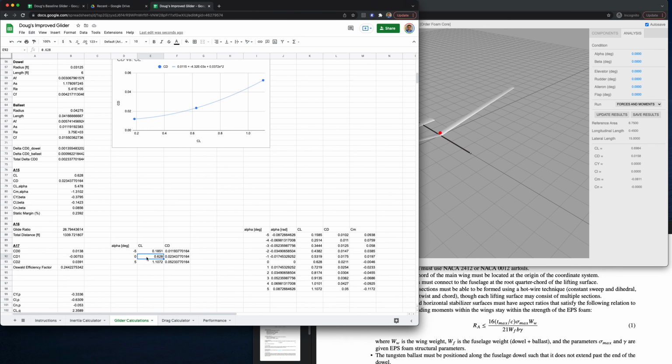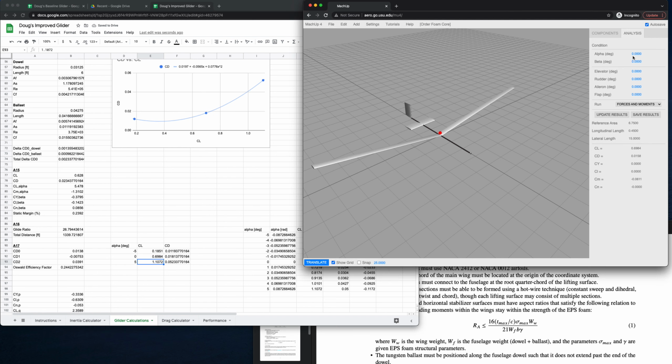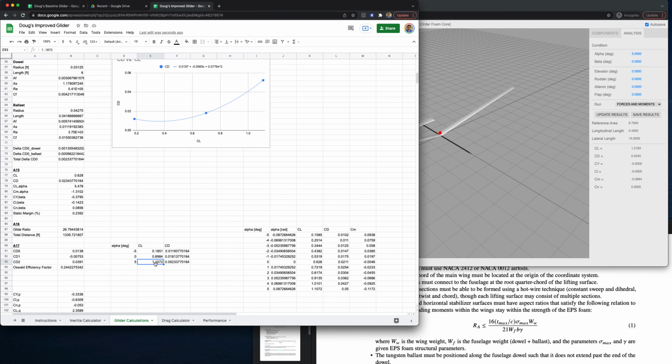And now I'm getting a 0.6984 and a drag coefficient of 0.0158. So that's going to be equal to 0.0158, and then I need to add on this drag delta there, and then at 5 degrees angle of attack, I'm getting 1.2183.